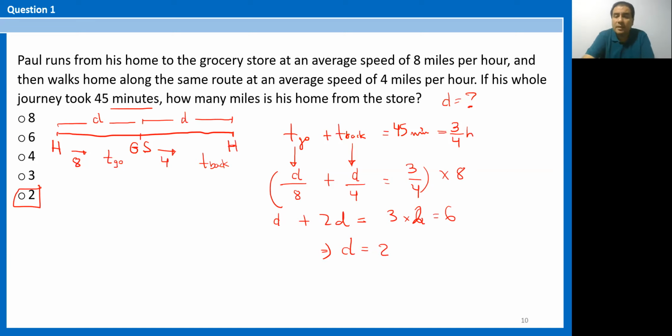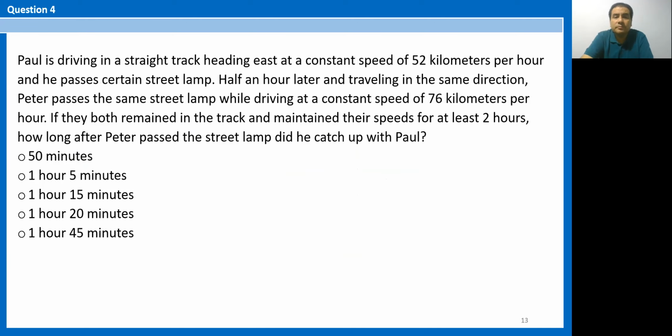All right, let's see another example. Paul is driving on a straight track heading east at a constant speed of 52 kilometers per hour, and he passes a certain street lamp. Half an hour later, and traveling in the same direction, Peter passes the same street lamp while driving at a constant speed of 76 kilometers per hour. If they both remain on the track and maintain their speeds for at least 2 hours, how long after Peter passed the street lamp did he catch up with Paul?